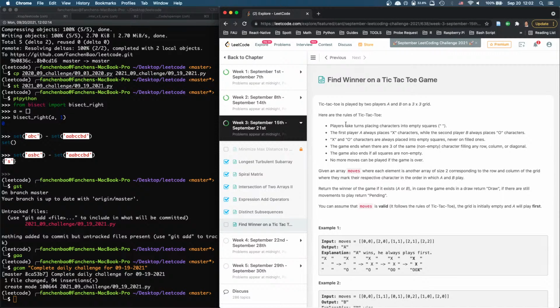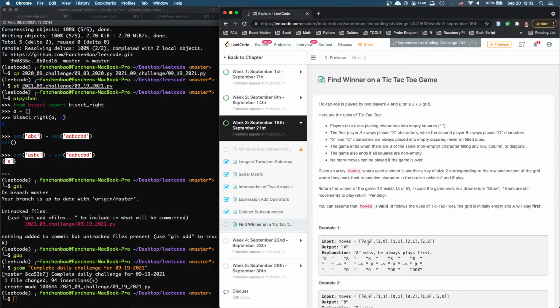Here are the rules. Players take turns placing characters into an empty square. First player A always plays X, okay? Second player always plays O. X and O are always placed into empty squares, never on filled ones. Game ends when there are 3 of the same character filling any row, column, or diagonal. Game also ends if all squares are filled. No more moves can be played if the game is over.